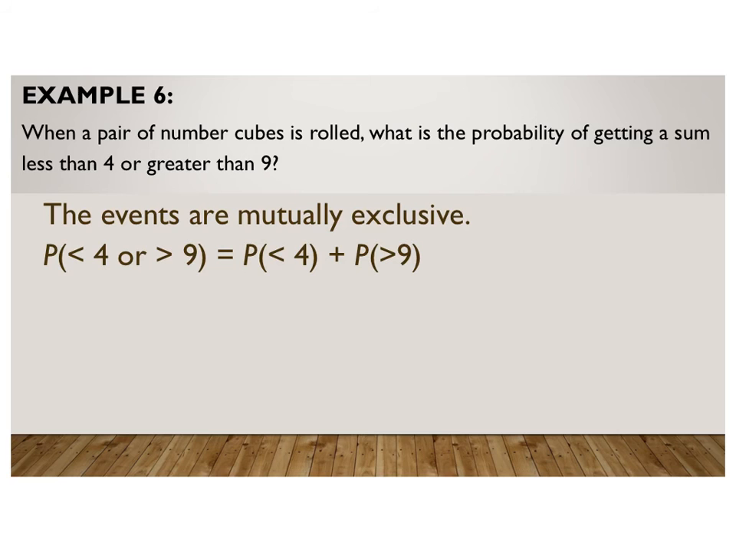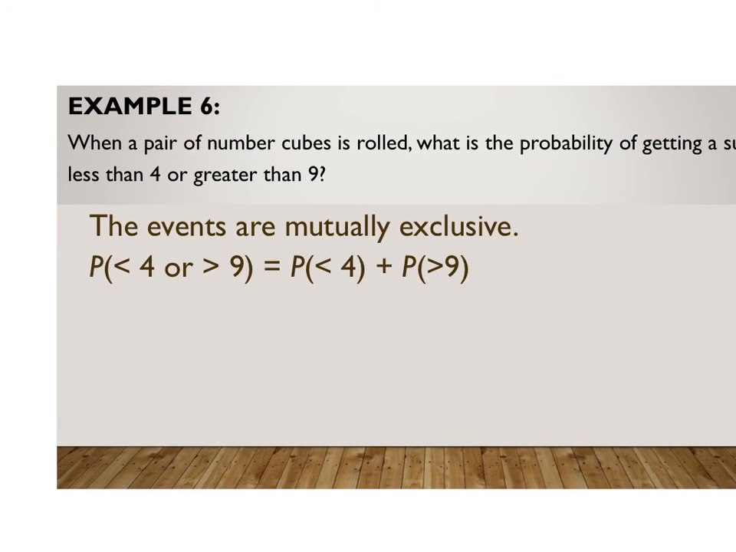All right, and our last question. When a pair of number cubes is rolled, what is the probability of getting a sum less than 4 or greater than 9? These are independent events because you're rolling 2 number cubes. So it's going to be the probability of getting less than 4. How many numbers are there less than 4? 1, 2, and 3. Oh, wait, nope, sorry, sum.